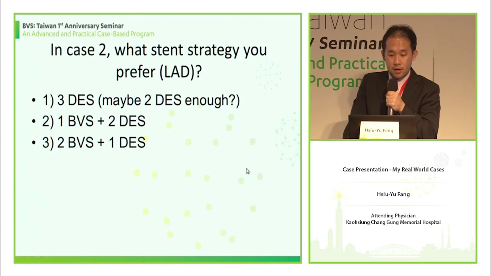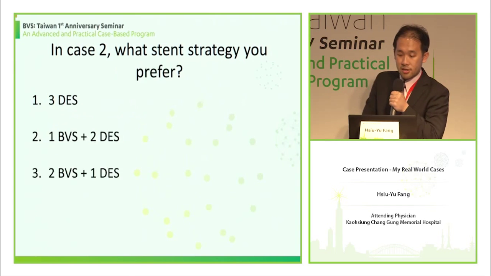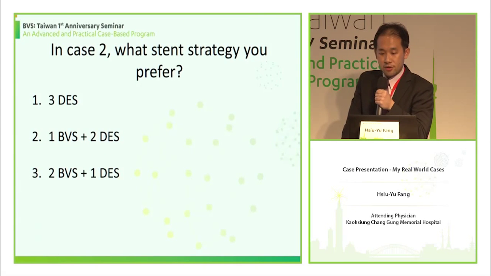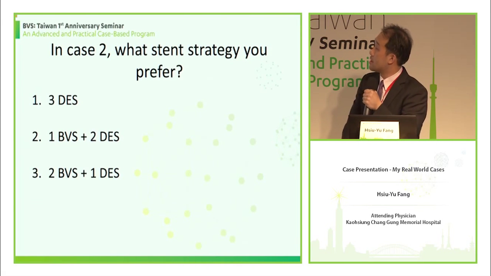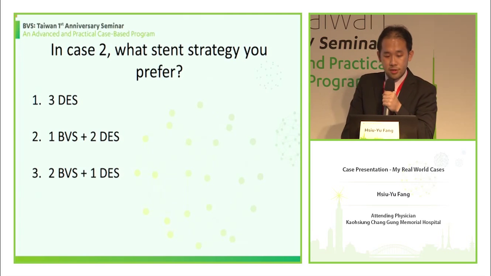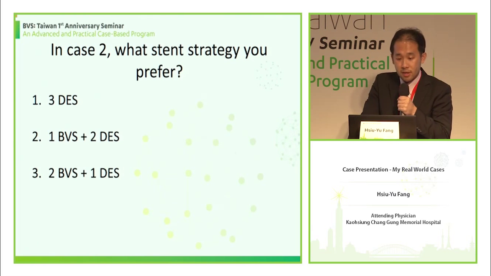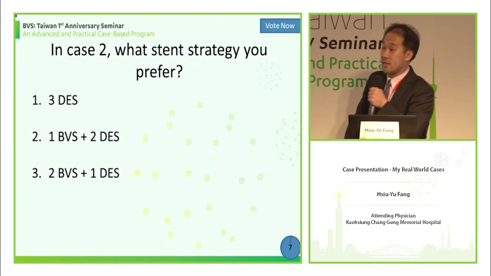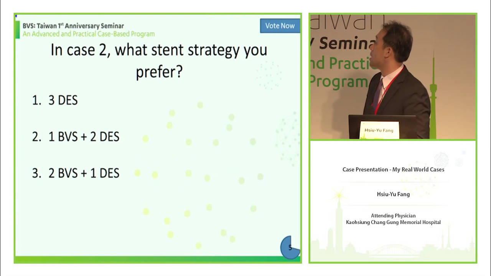So the third question is, in this case, what kind of stent strategy do you prefer? Maybe the first choice is 3 DES from the very distal LAD to the near ostial LAD, or 1 BVS, 2 DES, or 2 BVS, 1 DES. Please make a selection.